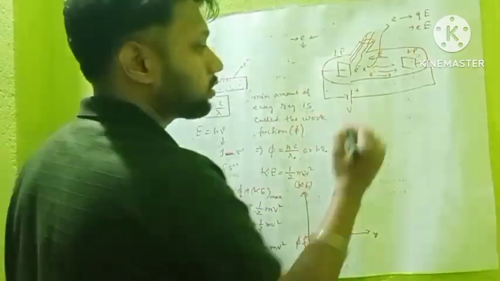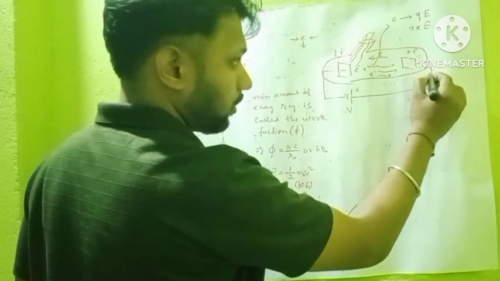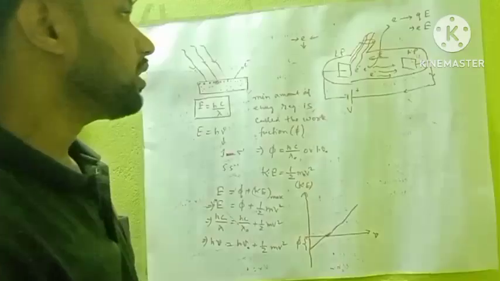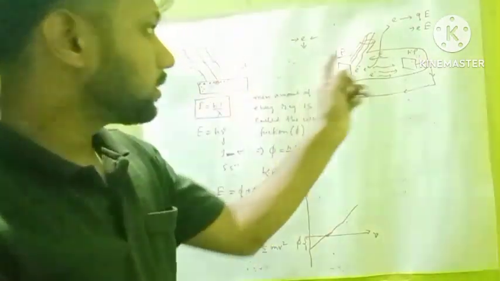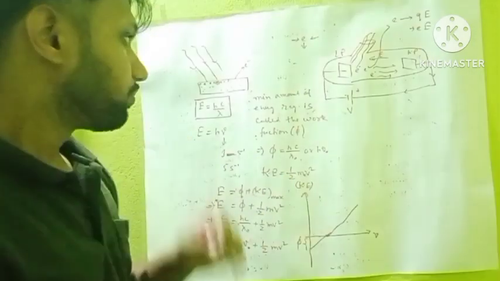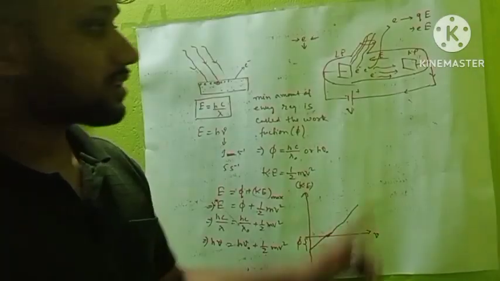Let's say the voltage of this is V. The electron will move here, and from this direction we can say there is a flow of current. The flow of electrons means current only. This is our external battery.